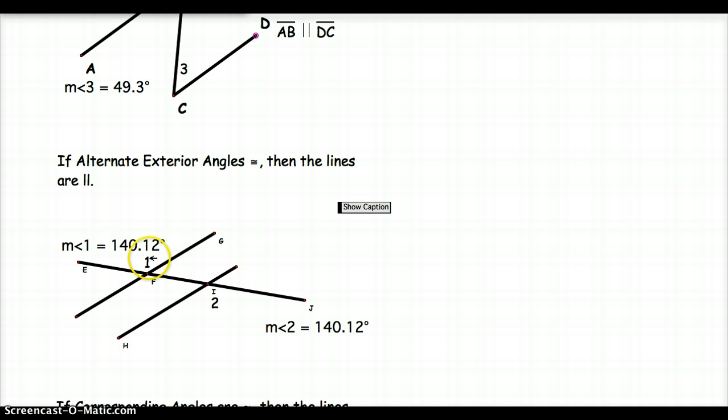And so now angle 1 is on the outside of the parallel lines, just like angle 2 is on the outside of the parallel lines. And since angle 1 is congruent to angle 2, because these are alternate exterior angles, that must mean that these two lines are parallel. Let's take a look. So now I have line FG is parallel to HI. If you understood 3.2, then 3.3 is a snap.